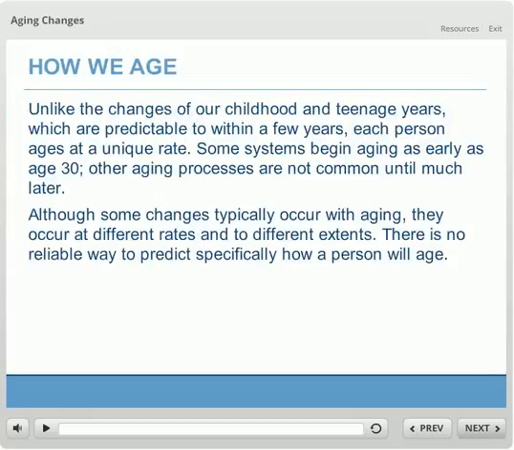Unlike the changes of our childhood and teenage years, which are predictable to within a few years, each person ages at a unique rate. Some systems begin aging as early as age 30. Other aging processes are not common until much later. Although some changes typically occur with aging, they occur at different rates and to different extents. There is no reliable way to predict specifically how a person will age.